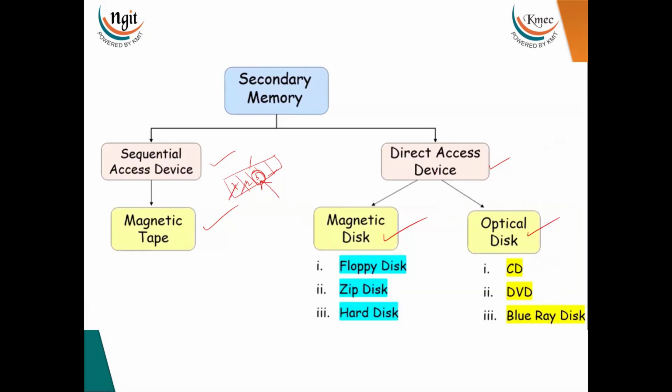Coming to direct access, it means whichever file you want to access, you can access directly. The direct access devices are the magnetic disc and optical disc. Under the optical disc, we have studied CD, DVD and Blu-ray. Coming to the magnetic disc, we have seen only the hard disk. The floppy and the zip disk are very low capacity devices which are not popular nowadays. So this is about the complete secondary storage devices.